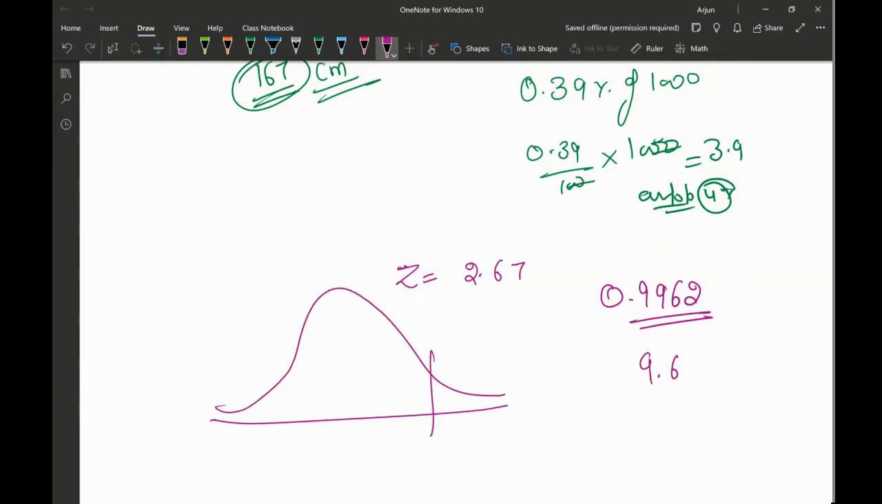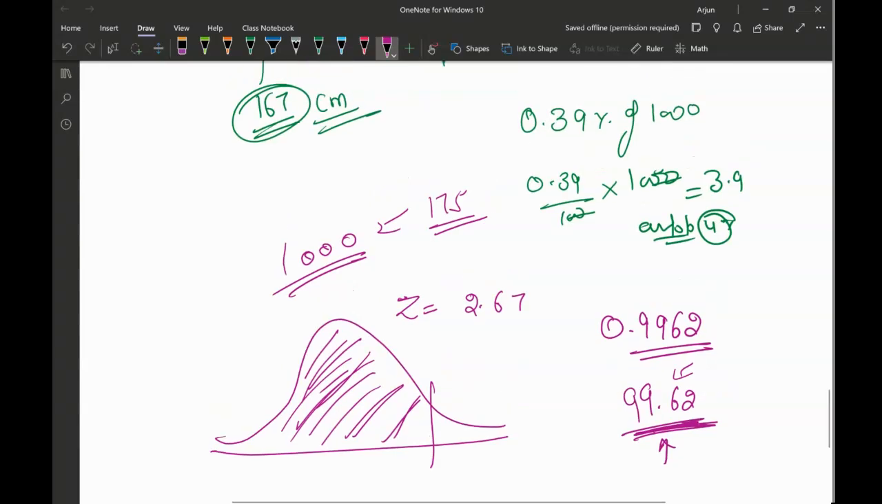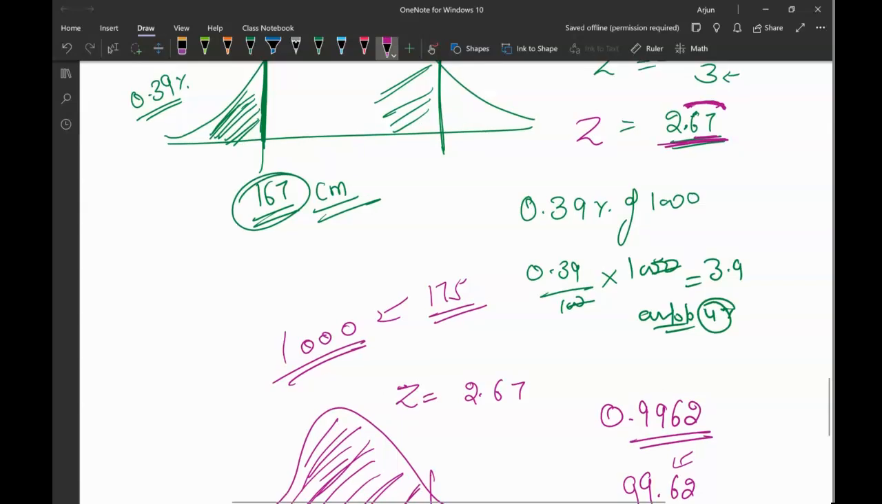And that means 99.62% of the data points. I assumed it was 1,000 data points, from where I got the average height of 175. So 99.62% of those data points will be less than the 183 centimeter height.